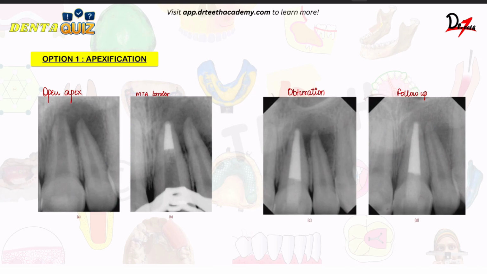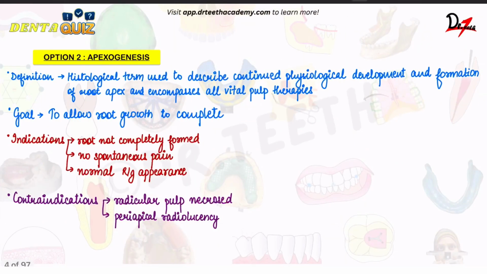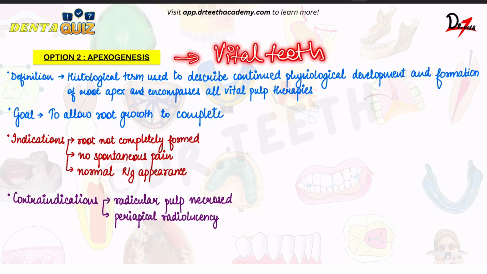Moving on to the second modality, we have apexogenesis. Now, what is the difference between apexification and apexogenesis? One difference which differentiates both is that apexogenesis is used for vital teeth. There we studied that apexification is used for non-vital teeth, right? But here apexogenesis is used for vital teeth.